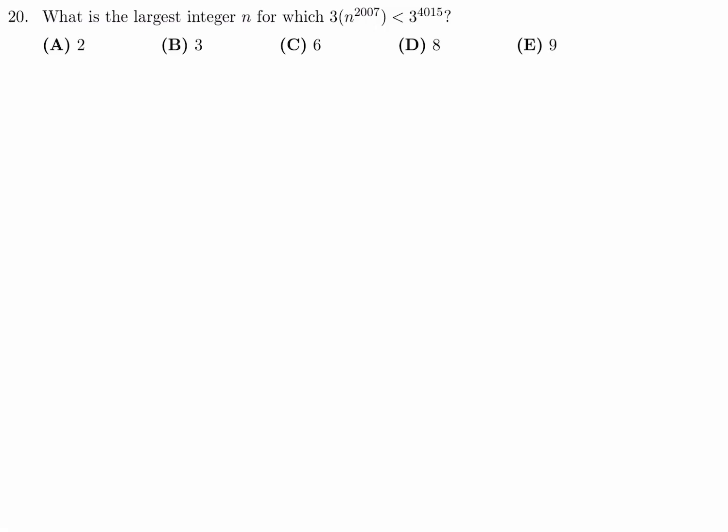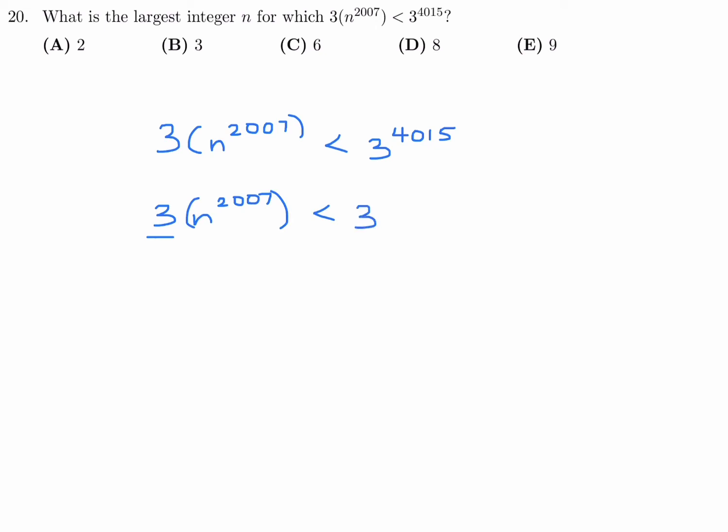What is the largest integer n for which 3 times n to the power of 2007 is less than 3 to the power of 4015? 3n to the 2007 is less than 3 to the power of 4015. Well, the first thing I'd like to do is get rid of this 3 here. And I can do that by breaking up 4015 into 1 and 4014. It's perfectly allowed to do that. And if you do that, you do indeed get rid of those 3s.